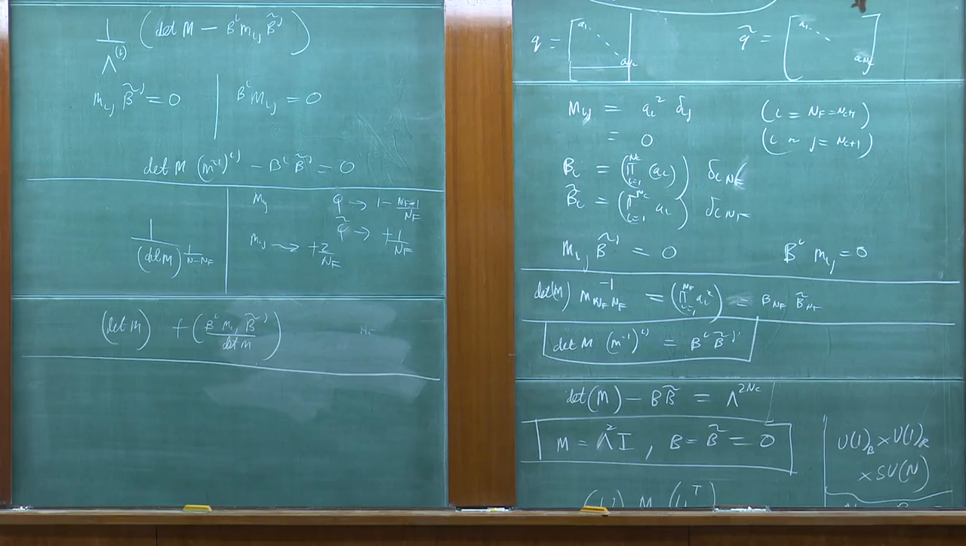And we will show that that resolved solution will automatically lie on the manifold det m minus b b tilde is equal to lambda to the 2N. Thereby automatically demonstrating that if we added more masses, it will automatically agree with everything we know at lower energy.